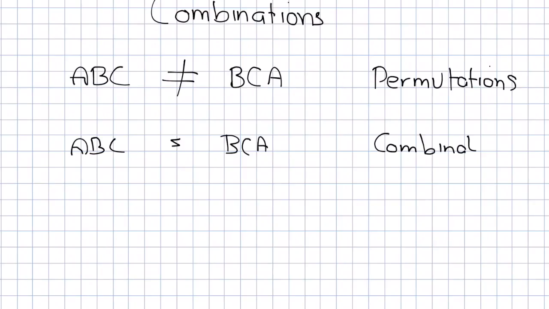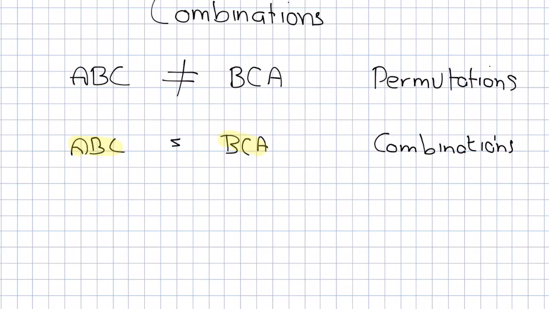So combinations are the exact... once the letters are the same, you go to the cinema with your two friends. It doesn't matter if one's sitting on the left, one's in the middle, one's on the right. It doesn't matter where you're sitting. It's still the same three people that go to the cinema. So ABC, BCA, they're still the same three letters. It doesn't matter which way they're arranged. So they're the same combination, but they're a totally different permutation. So we're going to be talking about combinations now.